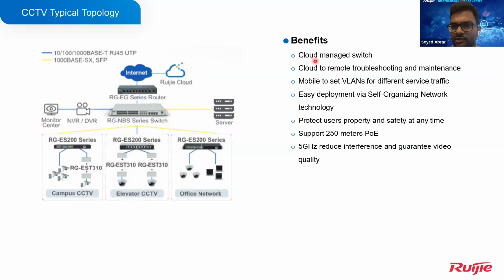And then even if it is an office network, because of ES switches or cloud managed switches, right? These are the benefits you will get from our solution. From the cloud, you can troubleshoot anywhere. And then you can set up different VLANs. For CCTV, you can put a separate, isolated VLAN. And then you have different production VLANs. And the most important thing is that with our RSE Reyee product, you can do a self-organizing network. Hope everyone knows about the self-organizing network. It's one of the cool features in our RSE Reyee product portfolio.